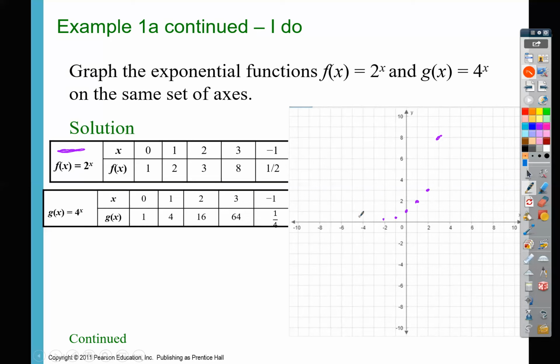Okay, so this would look like that. Sorry, it's squiggly, but I'm trying. Okay, that's not bad. All right, now I'm going to do the 4 to the x power on the same graph. So I've got 0 and 1, same thing. 1 and 4. 2 and 16 would be way up here. -1 and 1/4. So this graph looks like this.